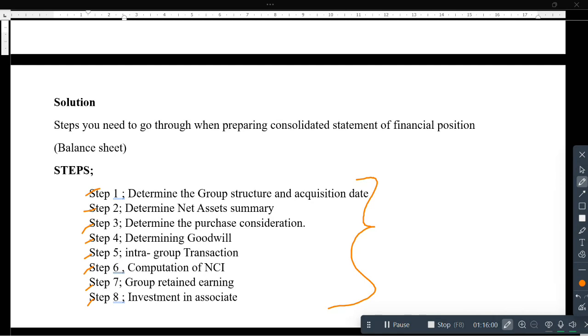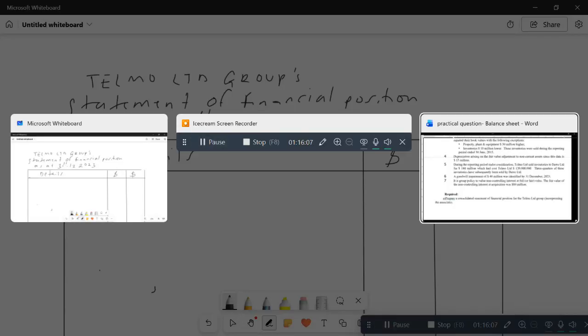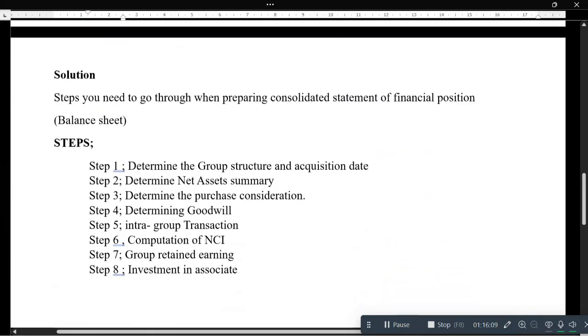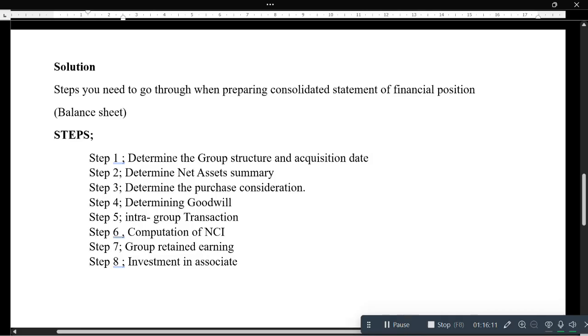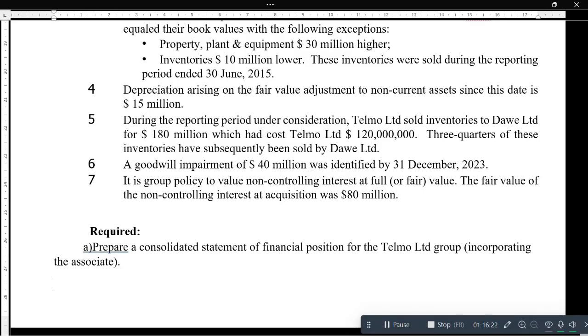Now, having completed our workings from step 1 up to step 8, where we have investment in associate, we are now able to answer our question. The question was prepare a consolidated statement of financial position. When they ask you to prepare a consolidated statement of financial position, it means let's present using the right format. Let's put the format for balance sheet. We include the assets, the liabilities, equity, after adjusting the way we have done.